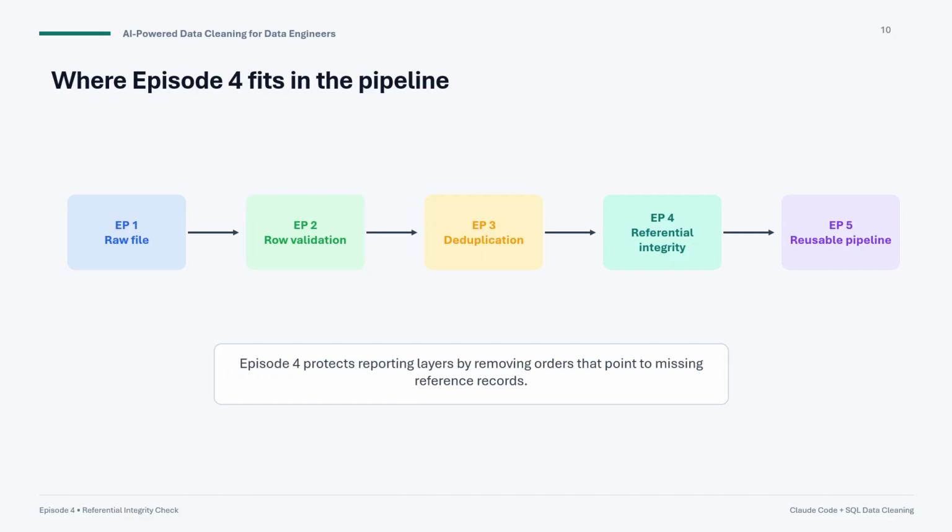So, where does episode 4 fit in the pipeline? Let's place this step in the bigger picture. Our data cleaning workflow now looks like this: the first episode was data processing, the second was row validation, the third was deduplication, the current episode is referential integrity, and the coming episode will be reusable pipeline automation. Referential integrity acts as a safety gate before data moves into analytics and reporting systems. Without it, invalid references can quietly contaminate reports.